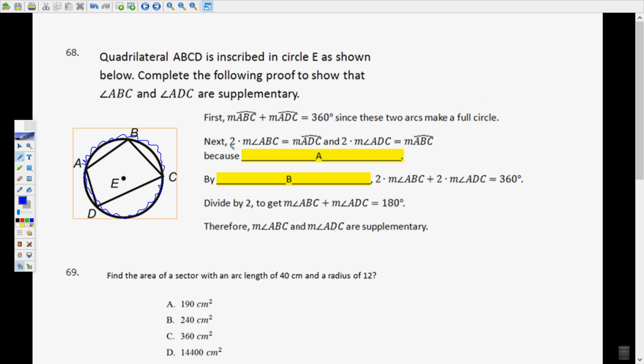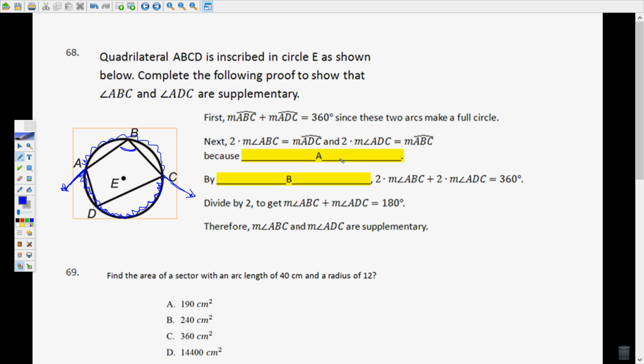Next, 2 times the measure of angle ABC is equal to the measure of arc ADC, and 2 times the measure of angle ADC is equal to the measure of arc ABC. And here's why. If you recall back when we were talking about inscribed angles and the measures of their intercepted arcs, an inscribed angle ABC is half the measure of its intercepted arc. And so this says that 2 times the measure of angle ABC is equal to arc ADC, and vice versa with the other one.